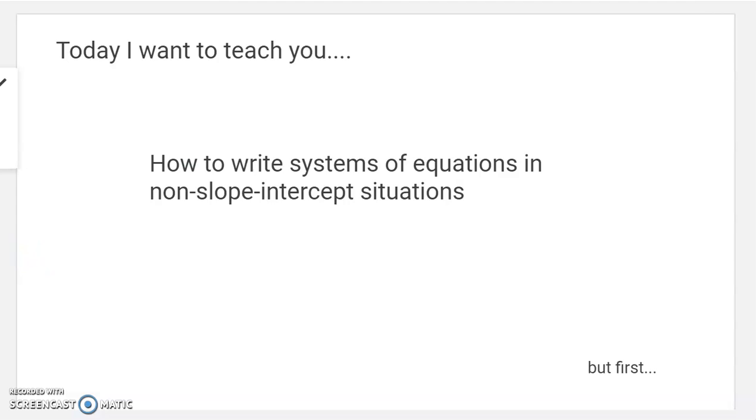Good evening, guys. So today I want to teach you how to write systems of equations in non-slope intercept situations. Notice I say write and not solve. Today we're just going to write them. If you even want to add that in your title, please do so. Make this the page on the next free page and then close it up. Clear out those distractions, turn up that brain, and off we'll go.